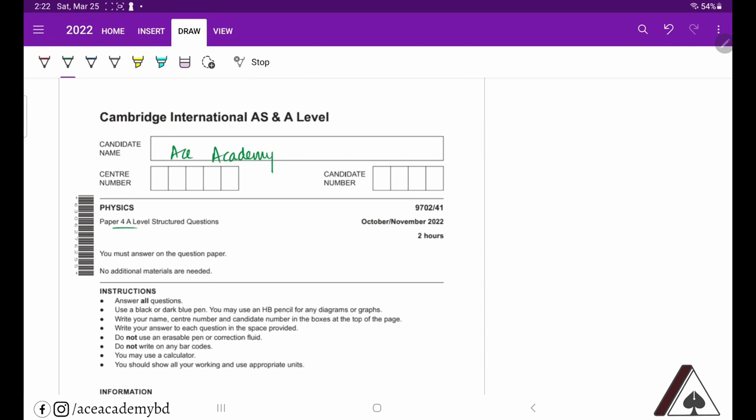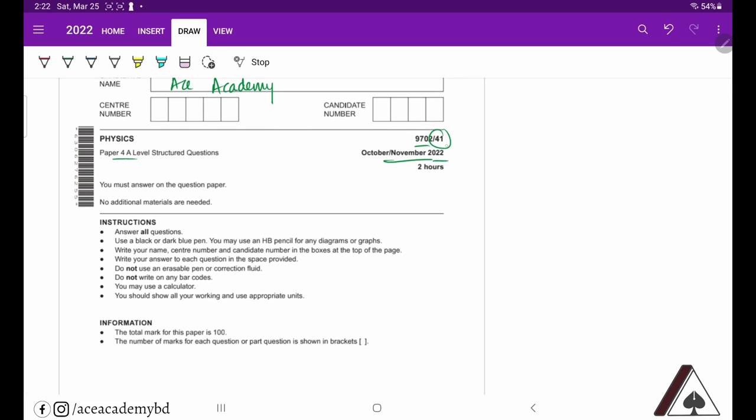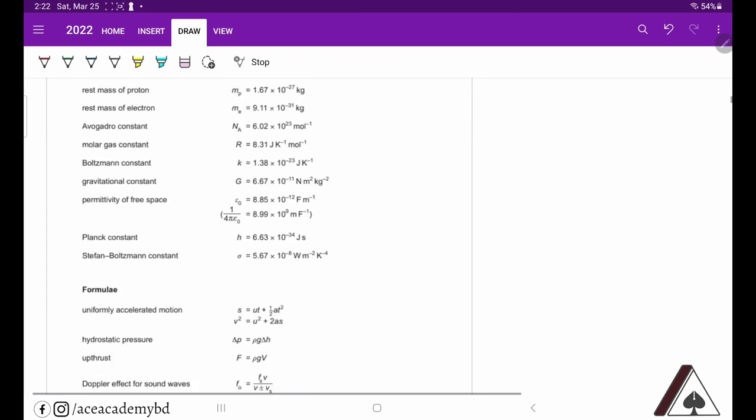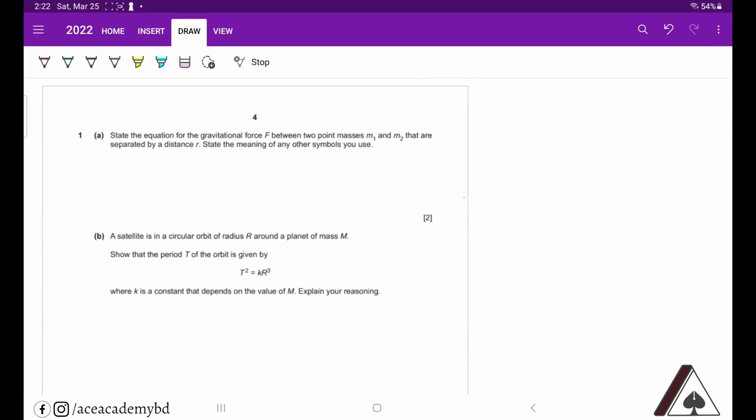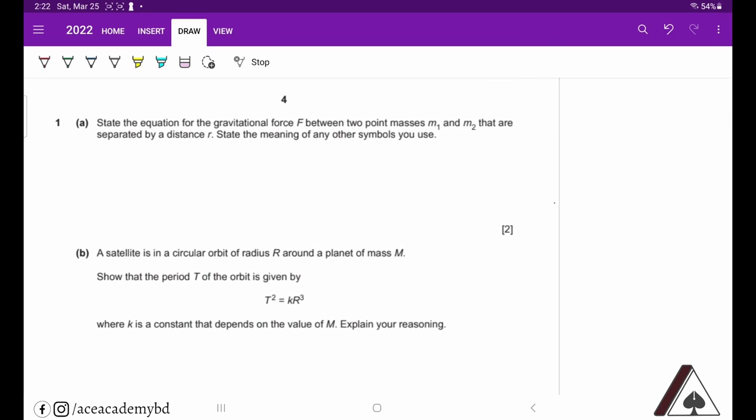So today I'll be solving a physics paper of A-level physics, which is October-November 2022, variant 4-1. The subject code is 9702, and this is paper 4, and this exam is for 2 hours. So I'll be moving on to our first question. So the first question is a question from gravitational fields. So let's read the first question.